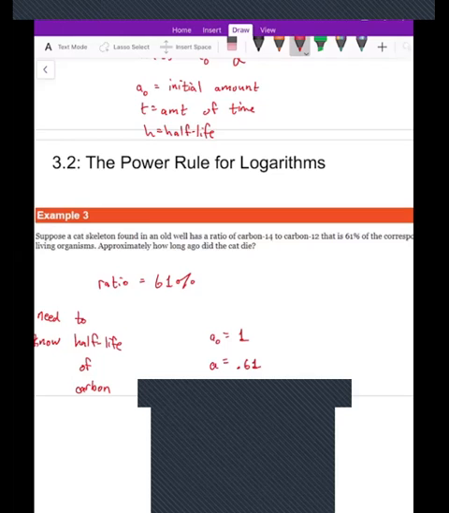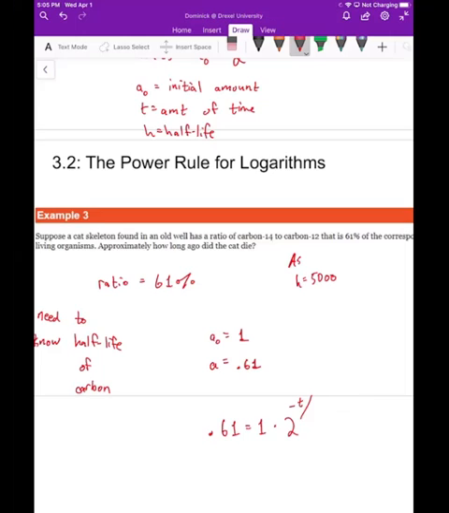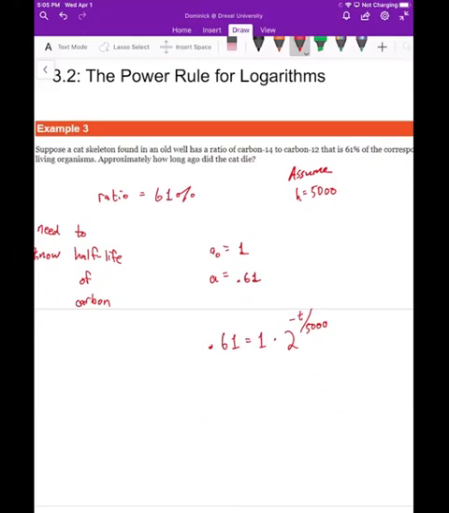Well, instead of trying to hunt for it, let's just say that h is, I don't know, 5,000 or something. I don't know if that's what it is, but we'll just assume that the half-life is 5,000. So that means 5,000 is coming in here. What I want to find is 0.61 equals 2 to the negative t over 5,000, and solve that for t.